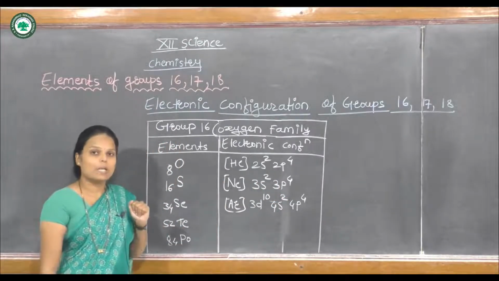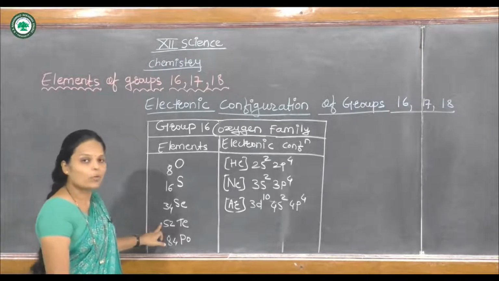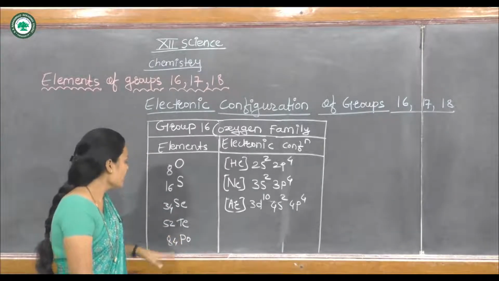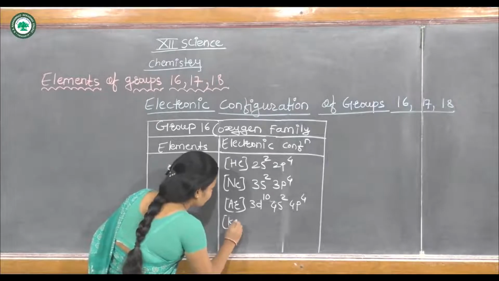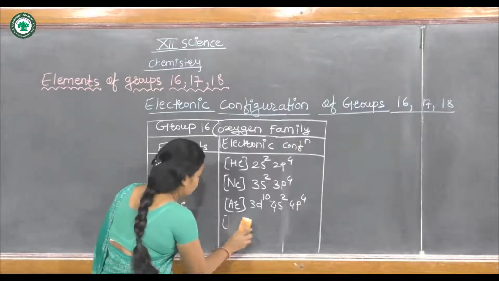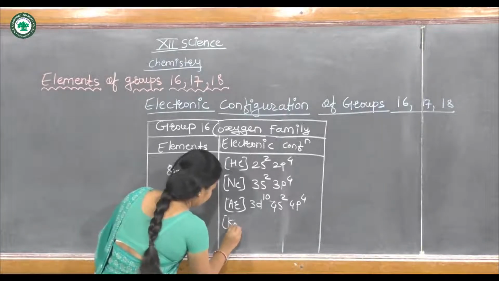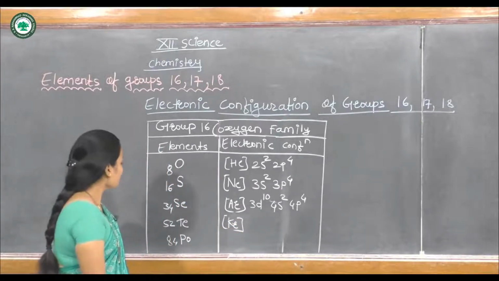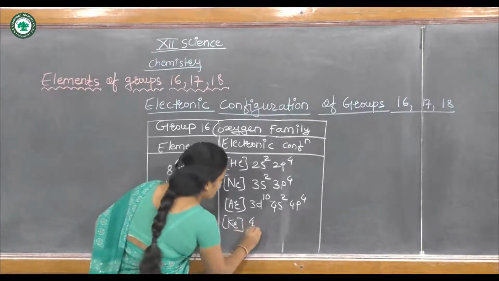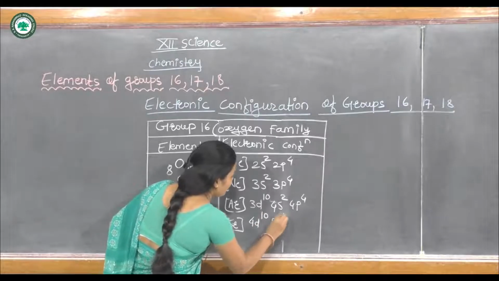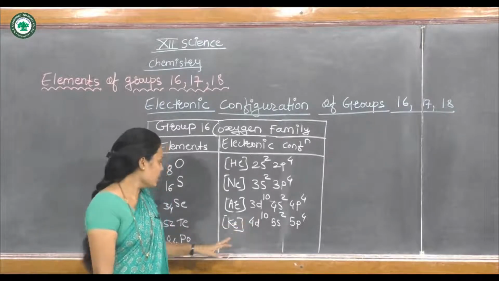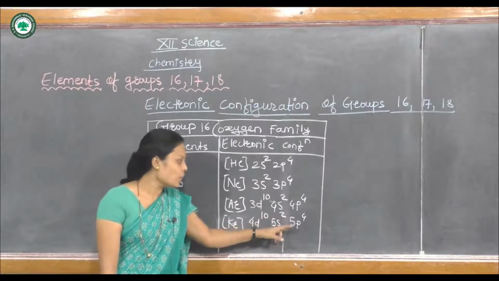Now the next element is tellurium. Its atomic number is 52 and it is represented by krypton. Its electronic configuration is 4d10, 5s2 and 5p4. 4d10 is the d orbital, then 5s2 and 5p4.